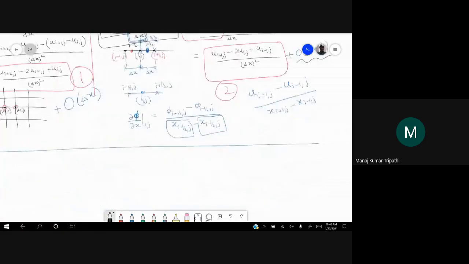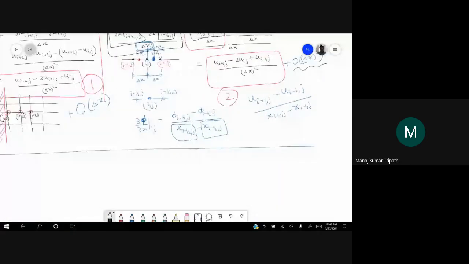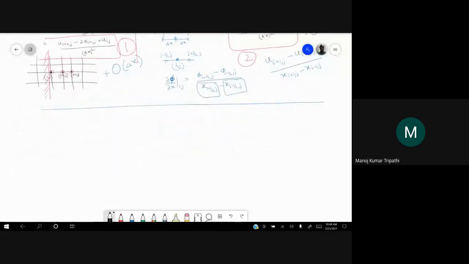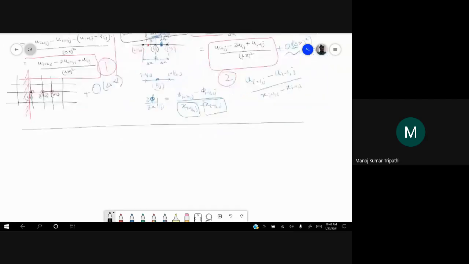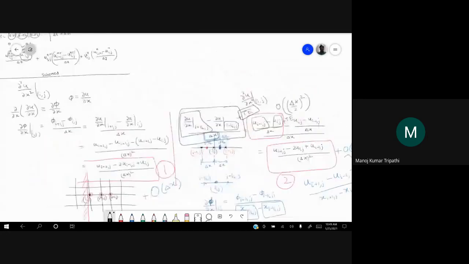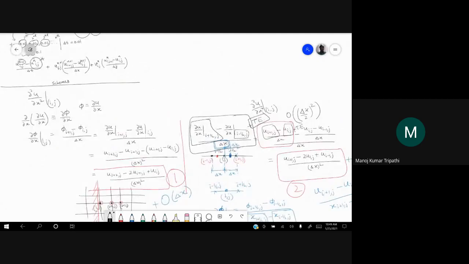If you want, I can derive this thoroughly in one of the recorded lectures and send that to you. Now that we have derived the difference formulae for each and every term in the Navier-Stokes equations, we can write the entire discretized equation and then solve it on a computer using some solution method.